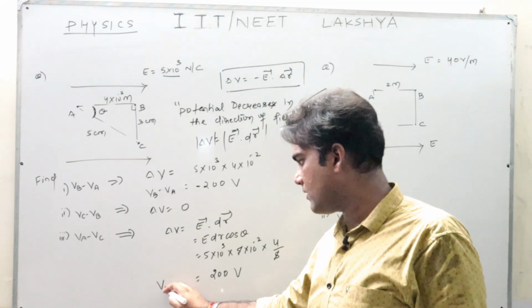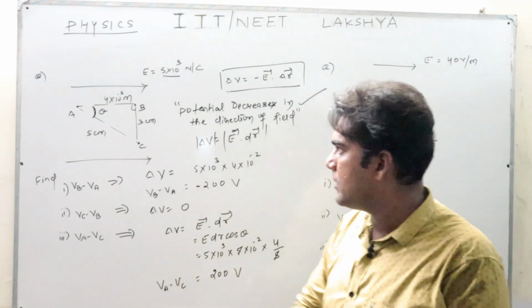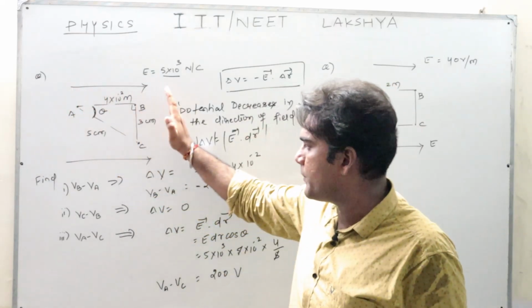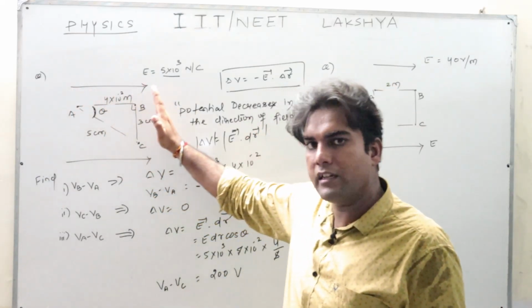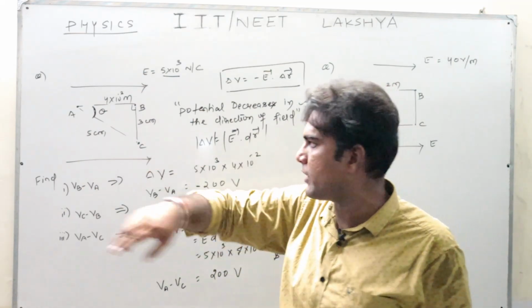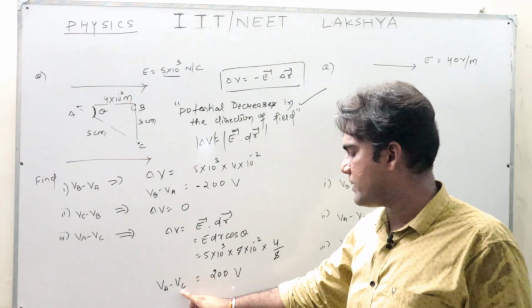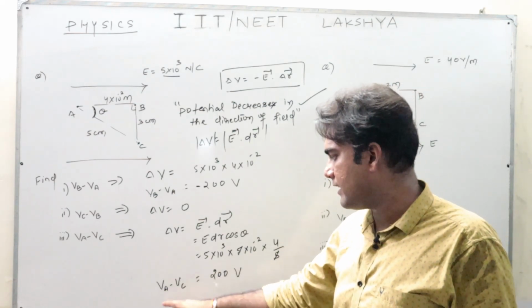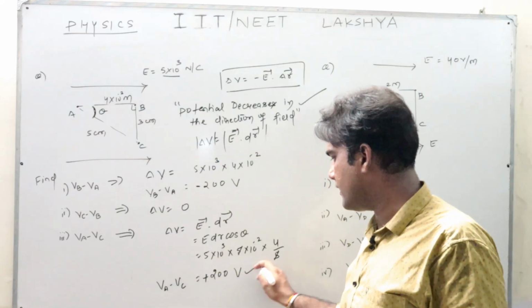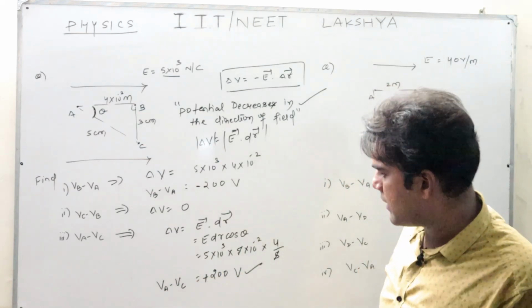But what are they asking? They are asking VA minus VC. So you are moving in the direction of the electric field. If you are moving in the direction of the electric field, then potential decreases. It means potential at C will be less than potential at A. It means VA is larger than VC. It means the answer is plus 200 volts. I hope it is clear to you.